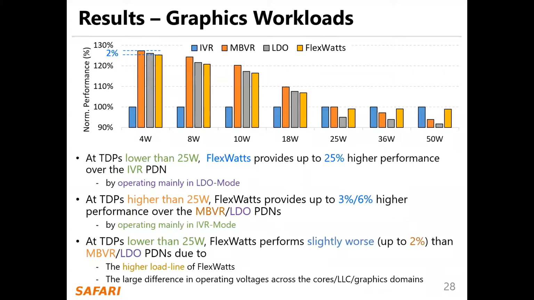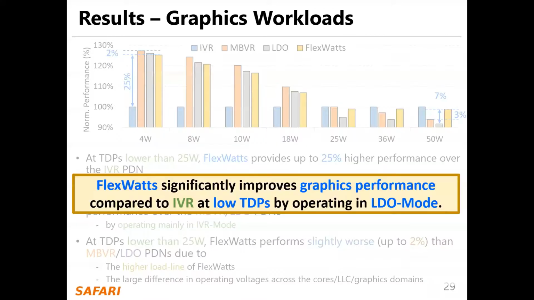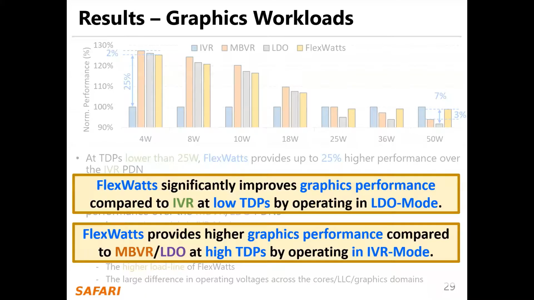At TDPs lower than 25 watts, FlexWatts performs slightly worse than MPVR and LDO PDNs due to the higher load line of FlexWatts, and the large difference in operating voltage across the cores, LLC, and graphics domains. We conclude that FlexWatts significantly improves graphics performance compared to IVR at low TDPs by operating in LDO mode. FlexWatts provides higher graphics performance compared to MPVR and LDO at high TDPs by operating in IVR mode.